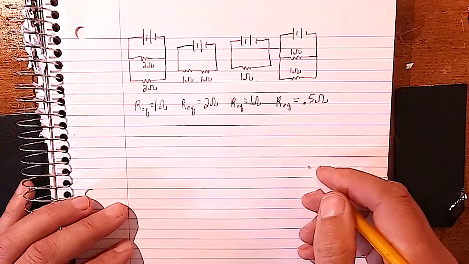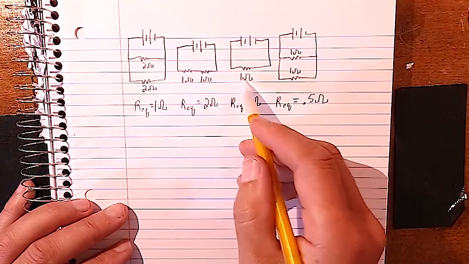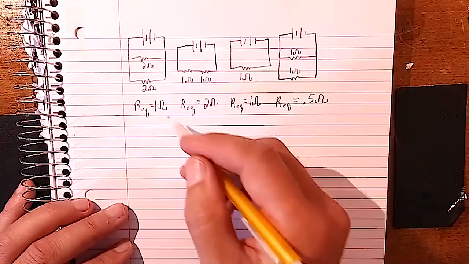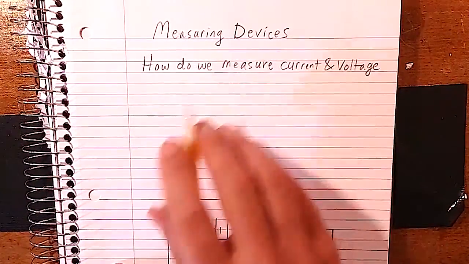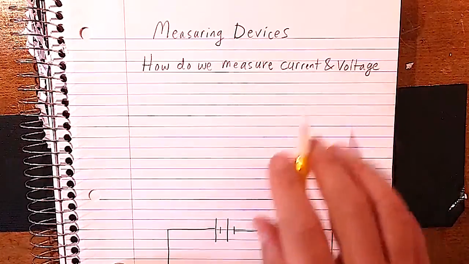So the answer to the question, which of these would have the same equivalent resistance, would be this one and this one. Measuring devices. How do we measure current and voltage?